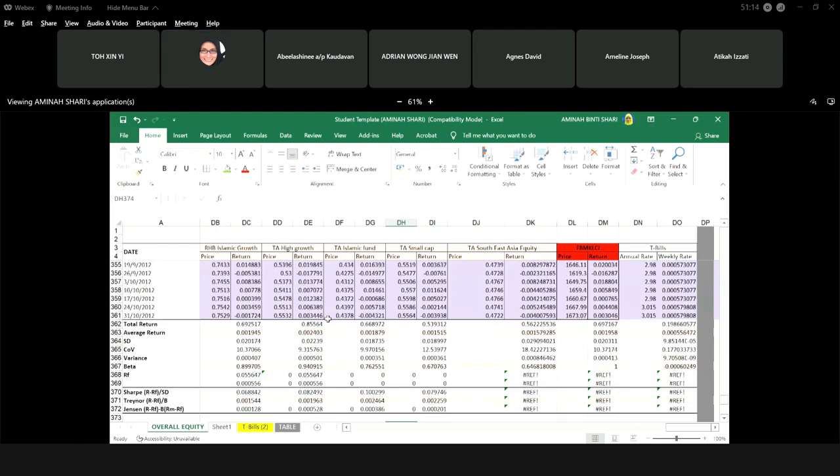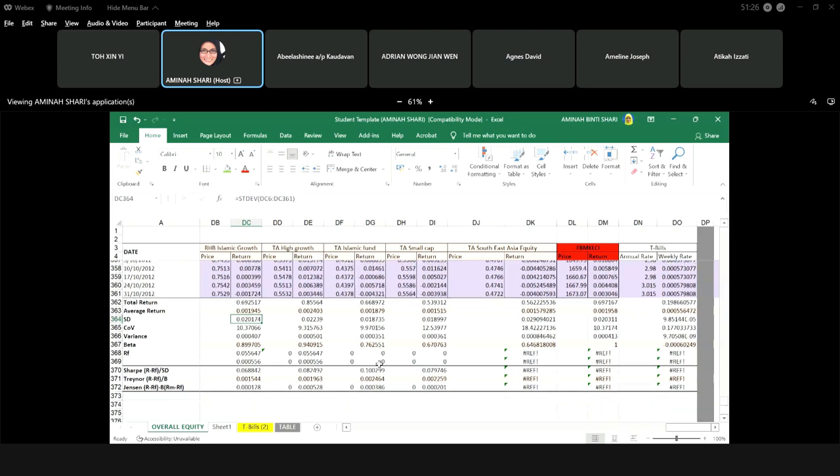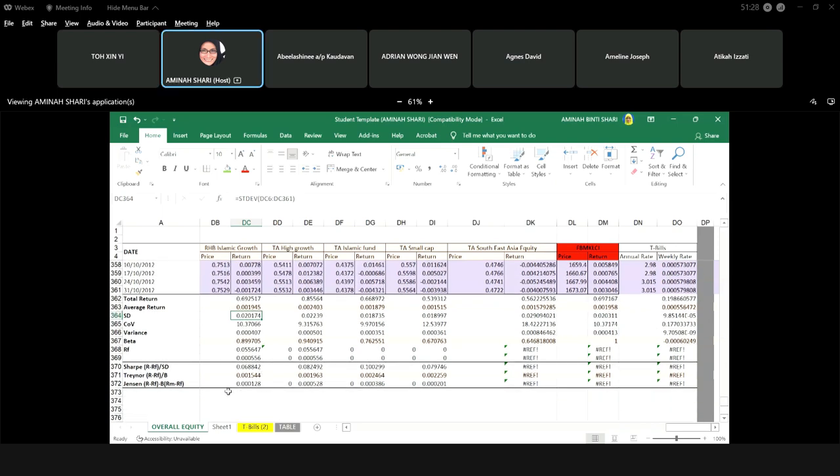I dah provide the template ni. You just follow my template lah, macam mana I calculate total return, average return, standard deviation, semua guna Excel sahaja, okay, Excel formula. Cuma di bahagian Jensen, okay, kalau you tengok Jensen punya formula adalah return minus risk free, minus beta in bracket return on market minus RFR. Okay, return on market ini adalah kita refer pada KLCI data.